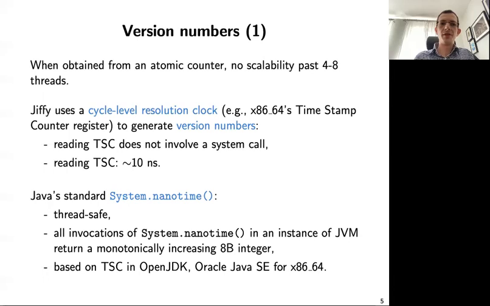Reading TSC is very fast because it doesn't involve a system call. In our test, reading TSC takes only about 10 nanoseconds. Now, because Jiffy is implemented in Java, we don't access TSC directly. Instead, we rely on Java's standard system nanotime method, which internally uses TSC on popular JVMs for x86-64. On other platforms, such as Apple Silicon, system nanotime relies on a similar mechanism and is as fast. Crucially, system nanotime is thread safe and is guaranteed to return a monotonically increasing 8-byte integer.